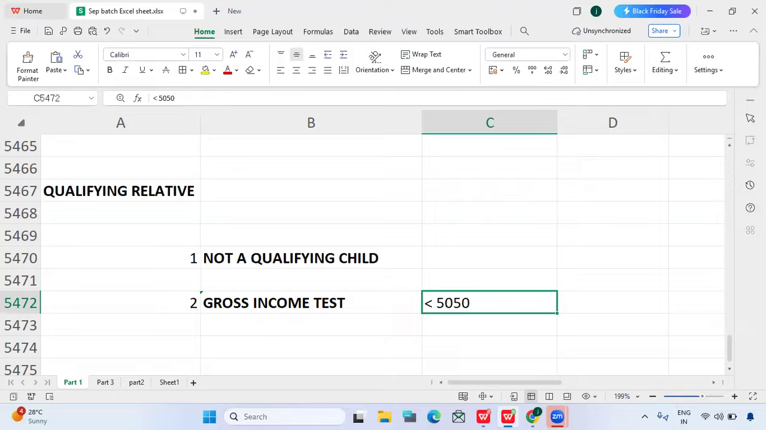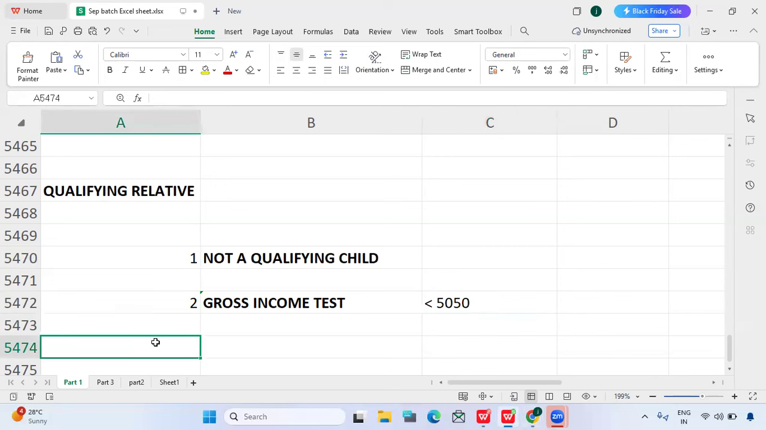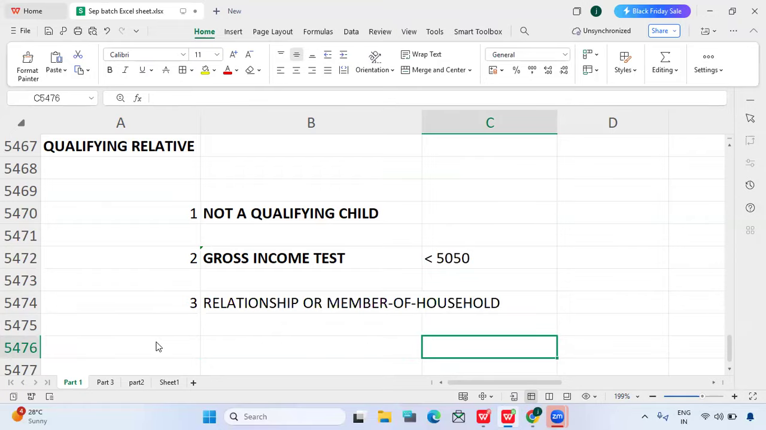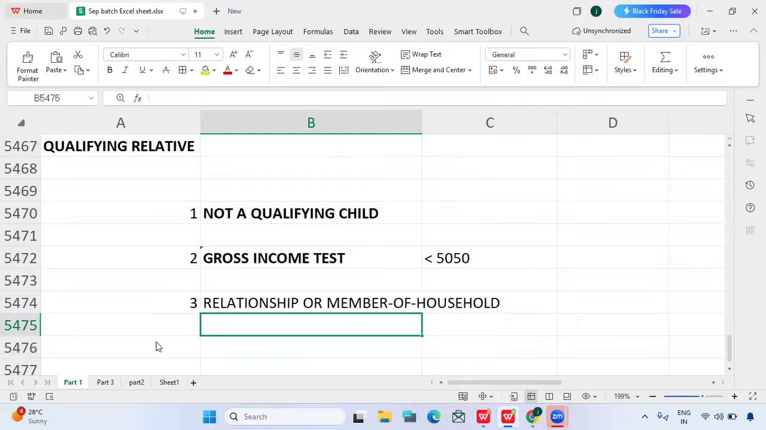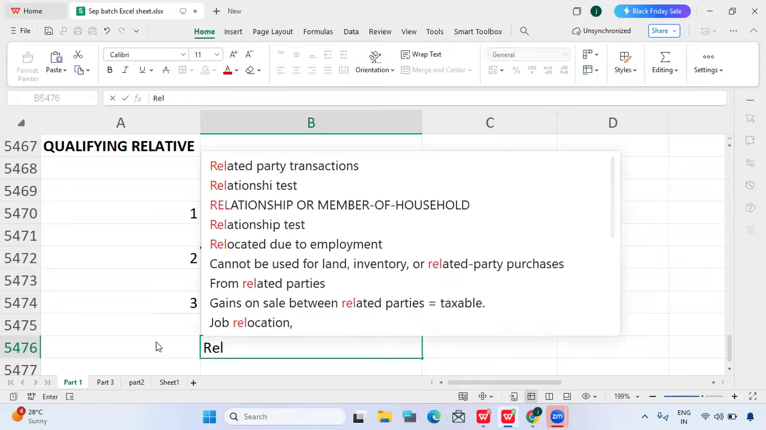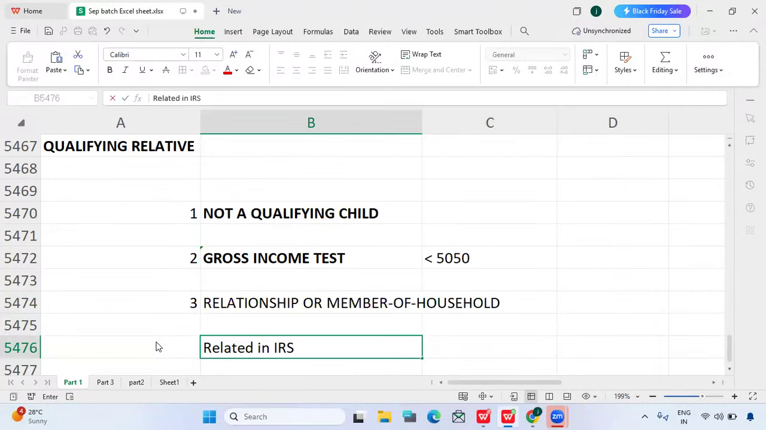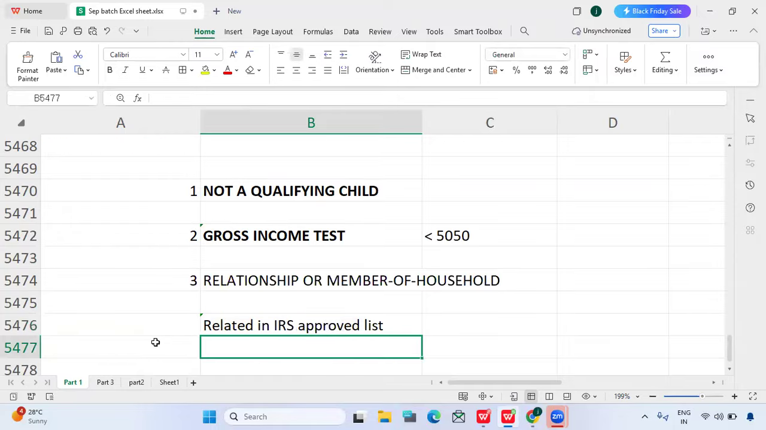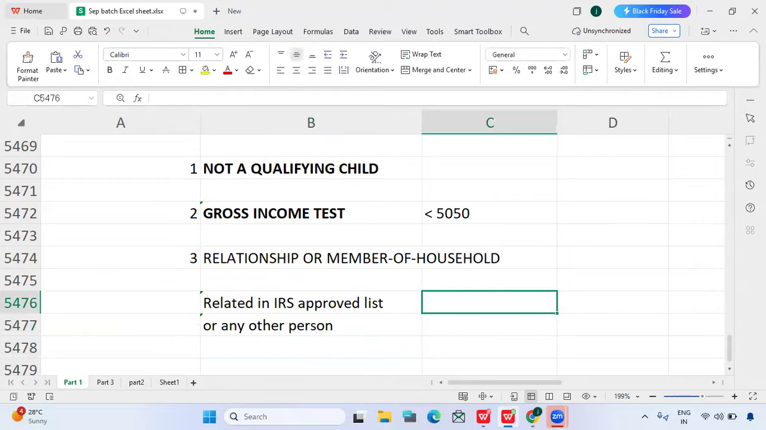And the next one, the relationship or member of household test, which is the third test. So we have a relative list. In this we have two types of relatives: those related in the IRS approved list, or any other person. IRS has given a specified list, so you can consider the person a relative based on that. So what is the specified list?